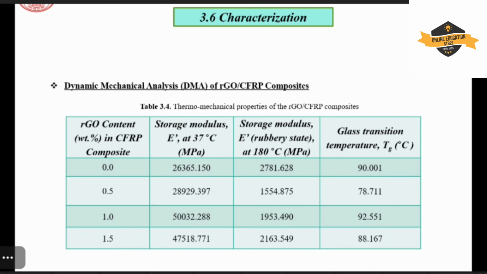And the important one is this DMA, in which we have studied the glass transition temperature, which is mainly applicable for high performance applications where very high temperatures of more than 200, 250, 280 degrees are involved. So for that purpose, we have also performed this glass transition temperature study.